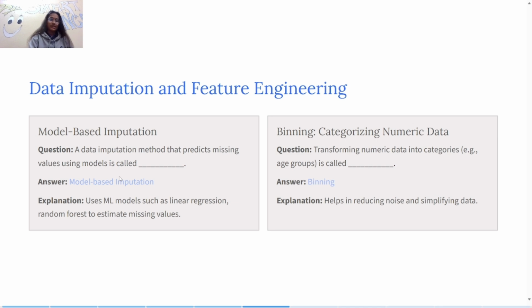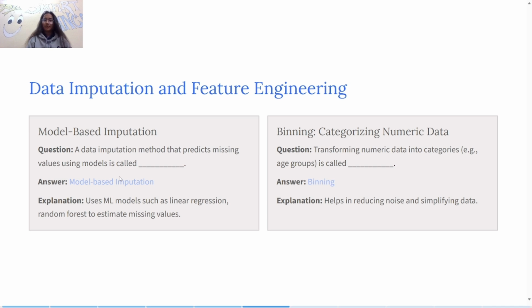Moving ahead with question number 9. Predicting missing data using a model is called which model? So if we fill missing values just using average or median, that's basic imputation. But when we use machine learning models like regression or random forest to estimate missing values, that process is called model-based imputation. So here the answer is model-based imputation.